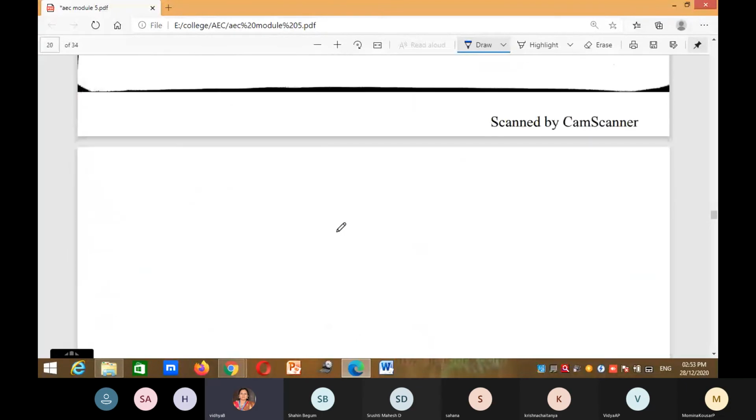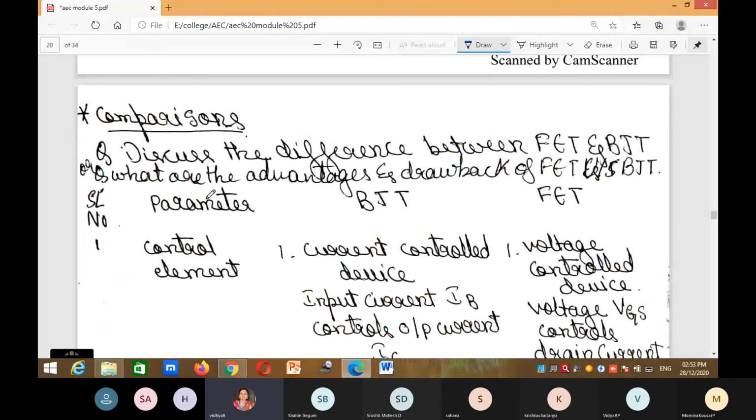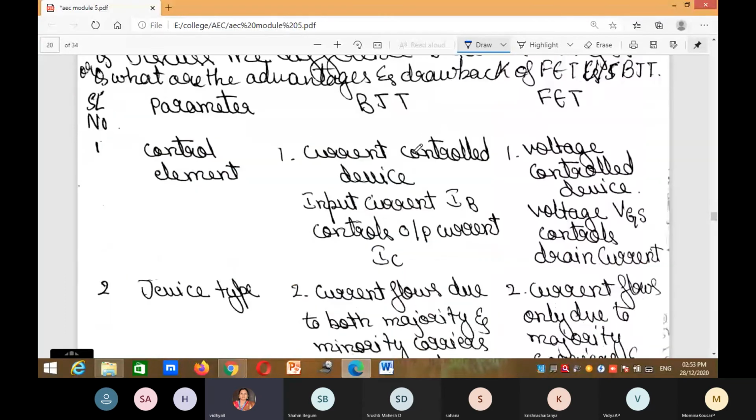Next is a comparison, the difference between FET and BJT. We shall go with the differences. The first parameter is the control element. In BJT, it is a current control device, input will be IB and output will be IC. What about FET? It is a voltage control device. The input is voltage control and the output is drain current.